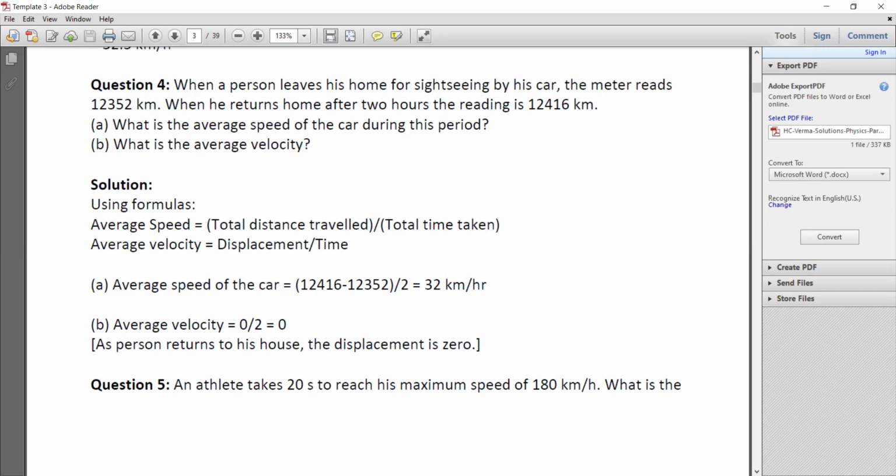B. The average velocity is calculated as the displacement divided by the total time taken. In this case, since the person returns to his house, the displacement is 0. The final position is the same as the initial position. Therefore, the average velocity is 0 kilometers / 2 hours equals 0 kilometers per hour. The average velocity is 0 because the person ended up at the same place they started, so there was no overall change in position.